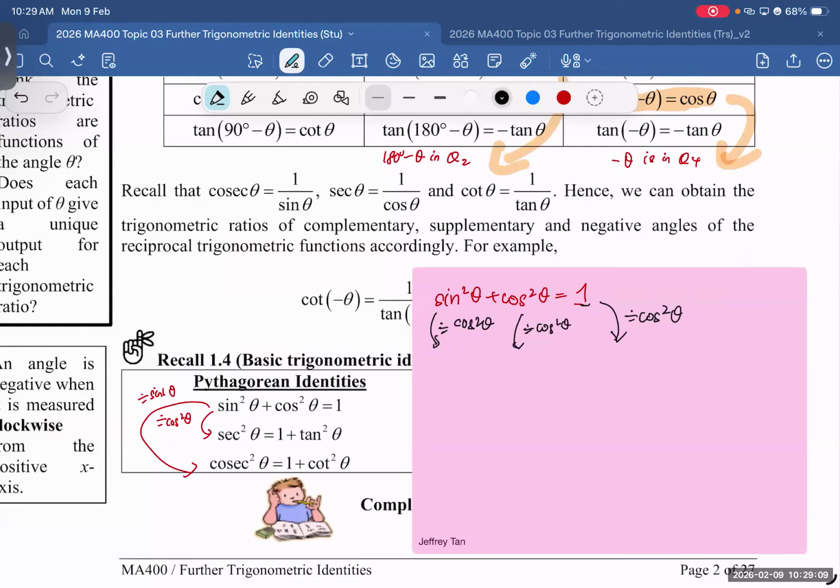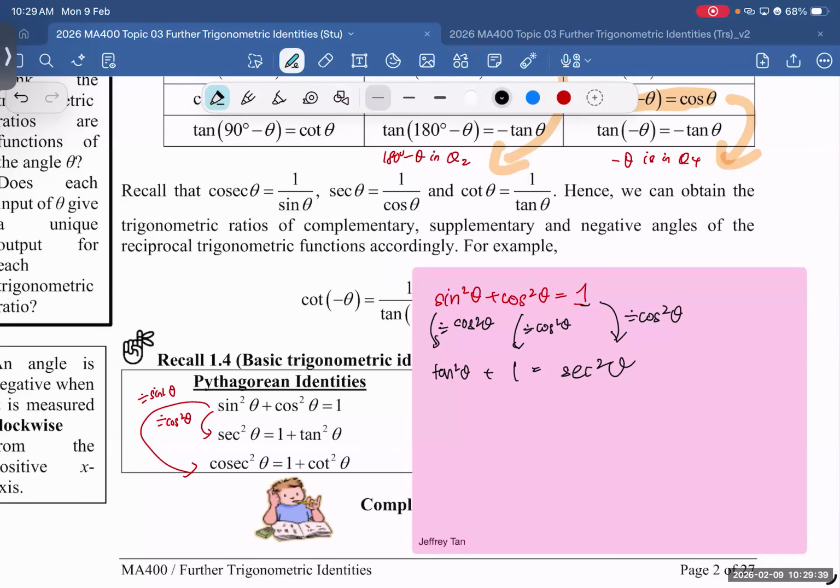What is sine square by cosine square? Tangent. You don't know this? What is cosine square divided by cos square? What is 1 divided by cos square? 1 over cos would be secant. That's the second part. You understand? This is what I mean. Same thing. Okay, next one.